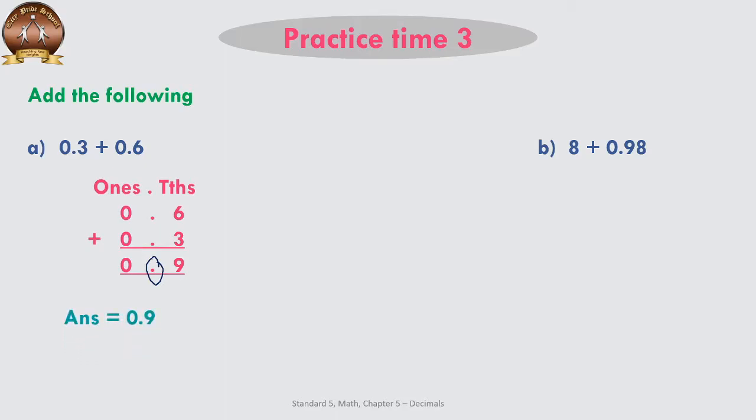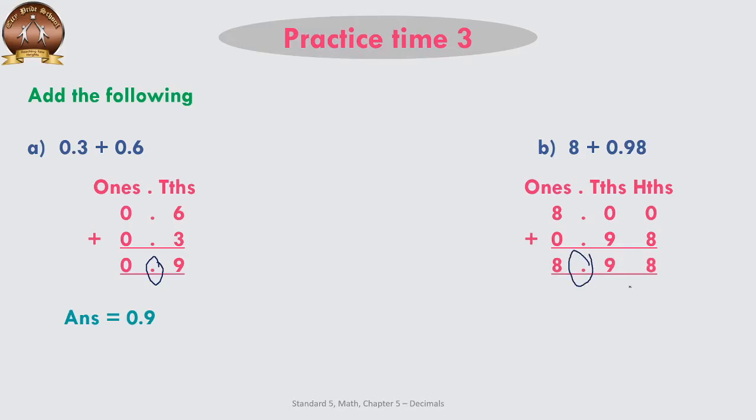Similarly, on the right hand side, we have question number B, 8 plus 0.98. Ones place, tenths place and the hundredths place. 8 does not have a decimal part, so we add two zeros to 8 after the decimal point and then we write below it 0.98. We do the simple addition starting from the right hand side, 0 plus 8 is 8, 0 plus 9 is 9, and just bring the decimal point down here and the answer becomes 8.98.